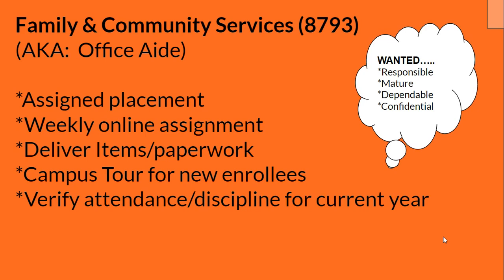Another course for seniors is Family and Community Services, 8793. This is known as Office Aid. In this class, you will be assigned a placement office. It could be the library or the front office. You're going to work weekly on online assignments, deliver items or paperwork. You may give campus tours for new enrollees, and your attendance will be verified and your discipline for the current year. Students that are wanted for this class are responsible, mature, dependable, confidential.